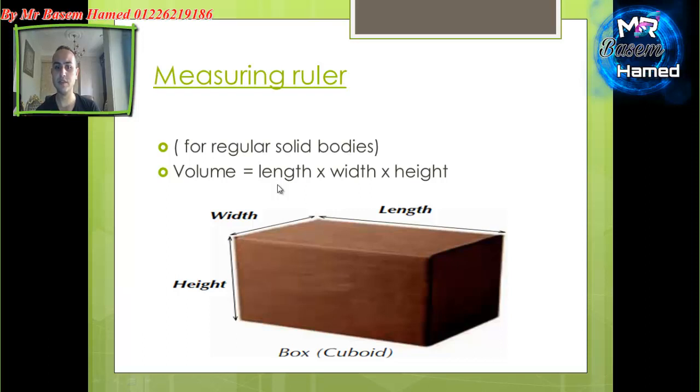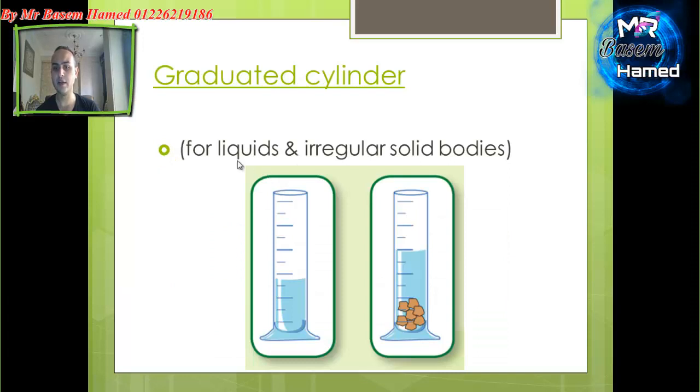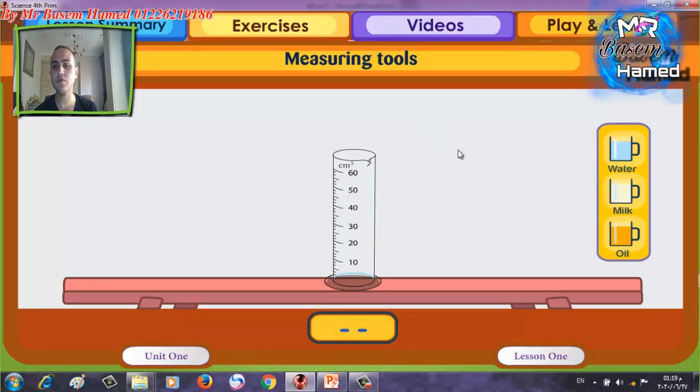The graduated cylinder is used for measuring the volume of liquids like water and irregular solid bodies like these marbles or small stones. Look, we have 3 different liquids, and we have the graduated cylinder that we will use to measure the volume of these different liquids. It's graduated, as it has grades, and all these numbers are in cubic centimeters.